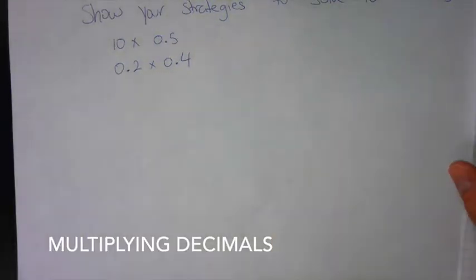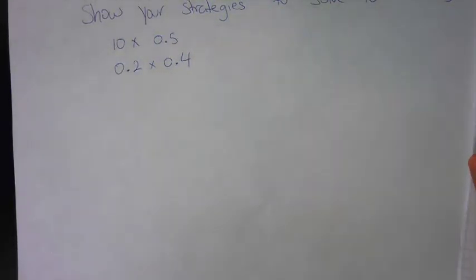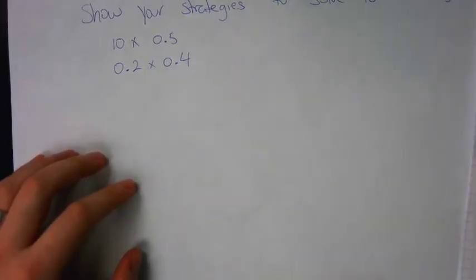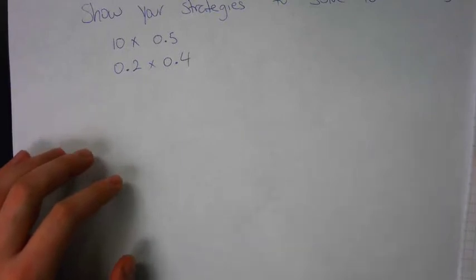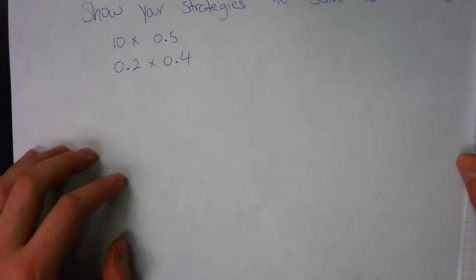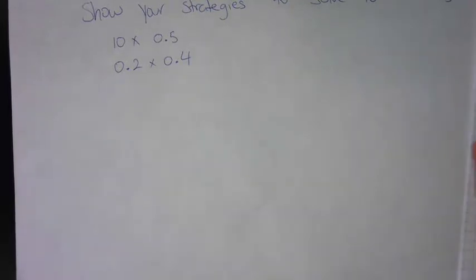So today I asked you to look at multiplying these two numbers, 10 multiplied by 0.5 and 0.2 multiplied by 0.4. And I'm curious to see in what ways you guys use to solve these two questions. So who wants to volunteer? Let's look at the first one, which I think most of you might have found a little on the easy side. And that was the purpose.